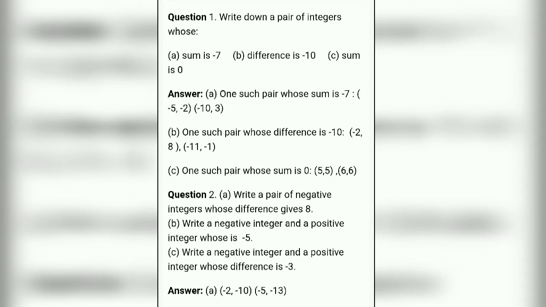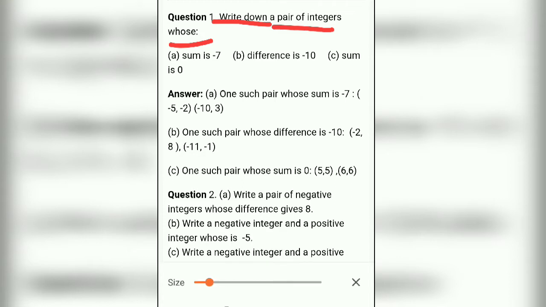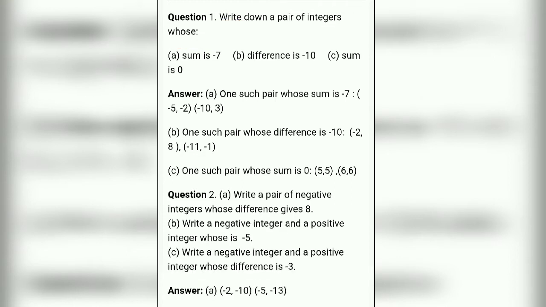First of all, read this question. Write down a pair of integers whose sum is minus 7, difference is minus 10 and sum is 0. Okay, so a total of 3 internal equations are present here. First of all, just start with question number 1.